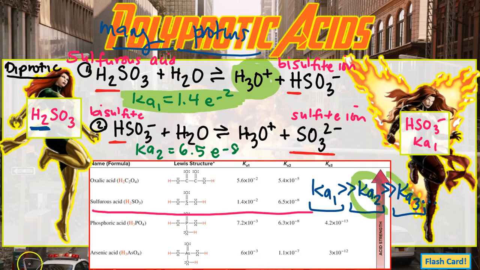And another big reason why is that it's going to be way more difficult for a proton to leave a charged molecule than something that's neutral. So this HSO3 minus is going to be very difficult to get rid of that proton here to form SO3 2 minus, which is another reason why the Ka value is quite small. Whereas it's way easier to remove a proton from something that's neutral. So again, focus only on the Ka1 value, and you can ignore the rest when it comes to our RICE table calculation.